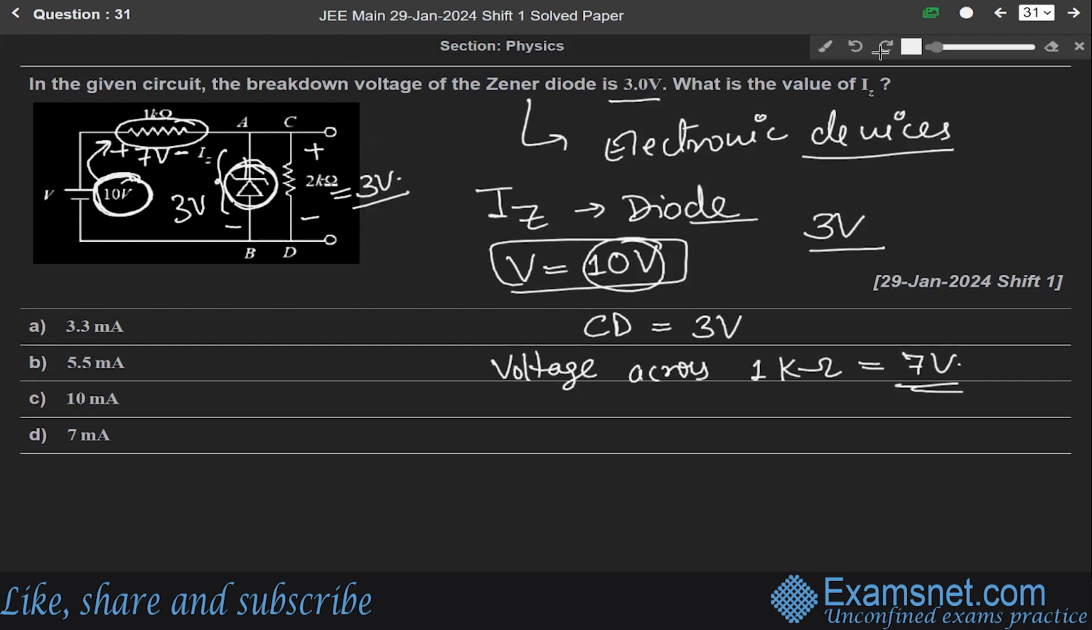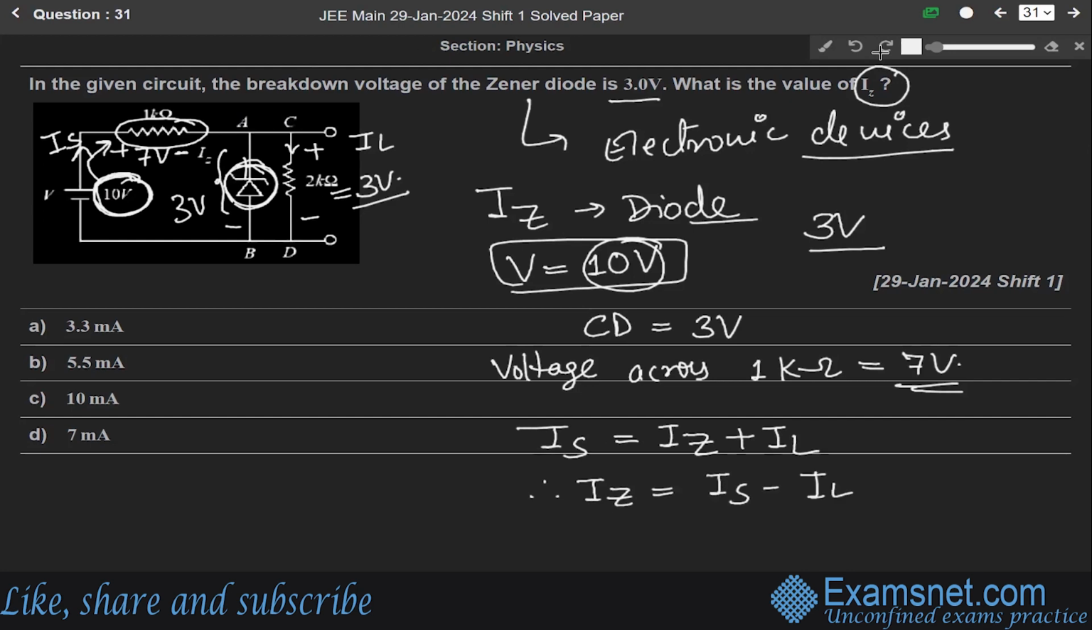We have to find the value of IZ, means the Zener current, means the current that is flowing through the Zener diode. Students, the supply current is IS, and the current flowing through this load resistance 2 kilo ohm is IL. And we know that IS is equal to IZ plus IL. Therefore, IZ is equal to IS minus IL.